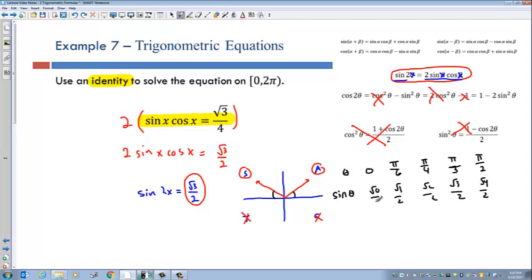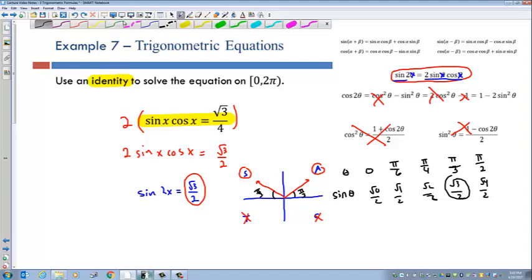And so I'm looking for when it's root 3 over 2, so right here it's root 3 over 2. Oh, and that's pi over 3. So that means my reference angles here are pi over 3. And then I can read the angles off, like telling time. I start here, and I go up, and that's just a pi over 3. So my first answer would be 2x equals pi over 3.